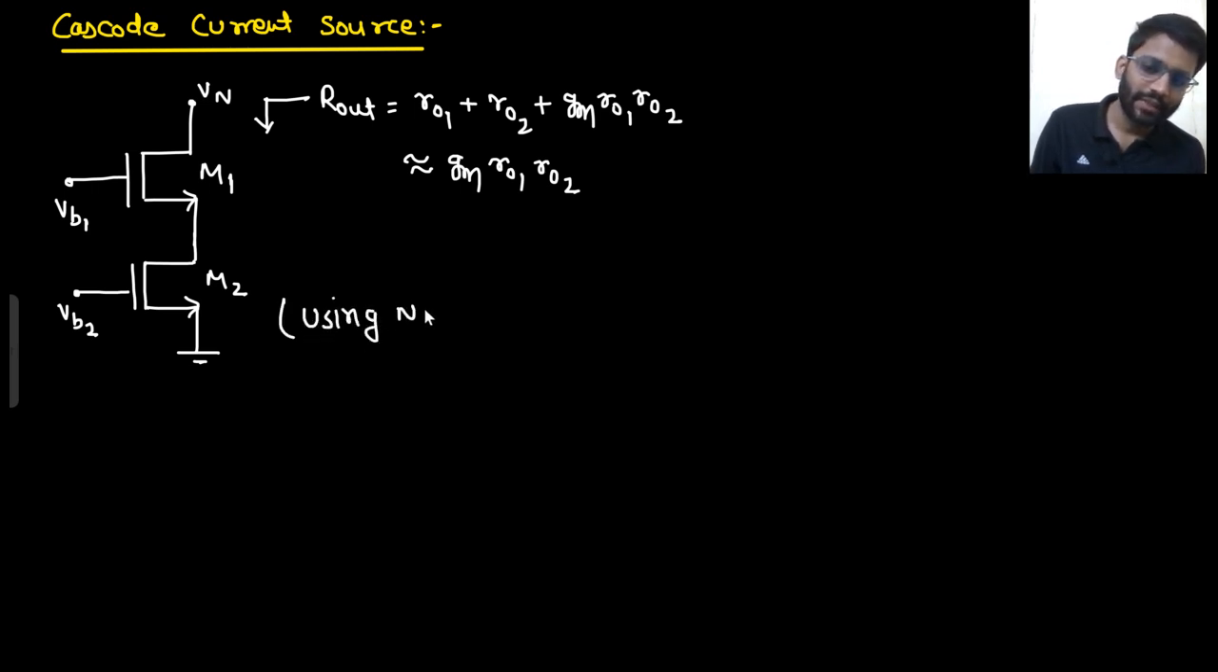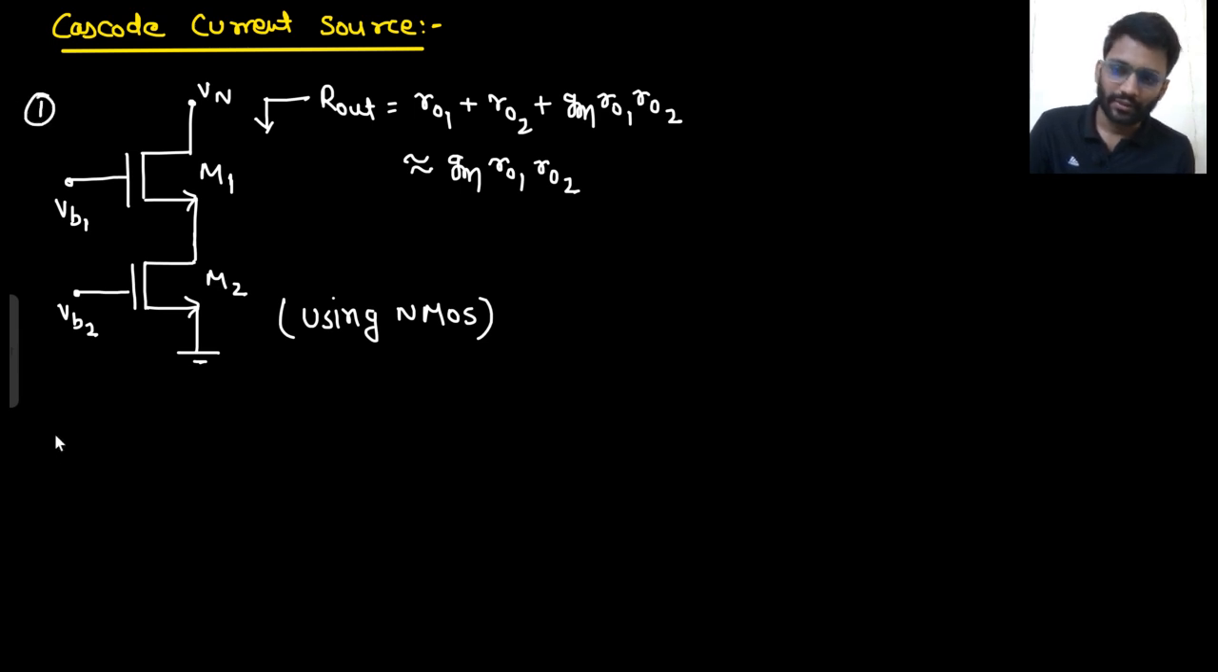So this is using NMOS. Now the task for you is to make the current source from VDD to some node, VN, using PMOS. Because if you are going from top to some node, you have to use PMOS. So this was the first one, the cascode current source. Now you are going from top to some node. This is your VDD.